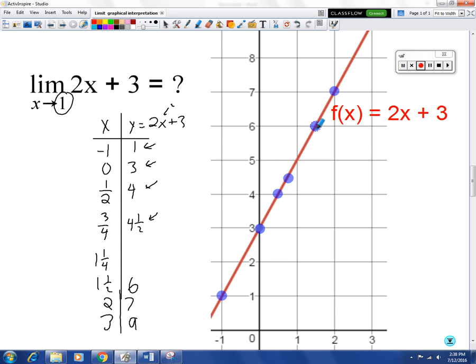And 1 and 1/4 would be 5/4. 2 times 5/4 is 10/4. 4 goes into 10 2 times, with a remainder of 2. So 10/4 is 2 and 2/4, 2 and a half. 2 and a half plus 3 is 5 and a half. So when we use 1 and 1/4, we get an answer of 5 and a half.